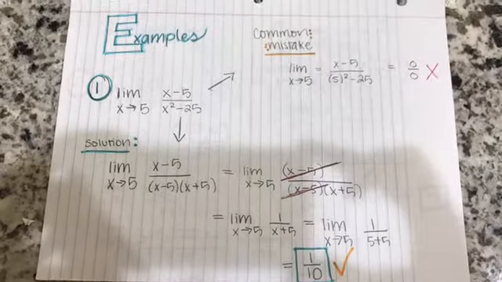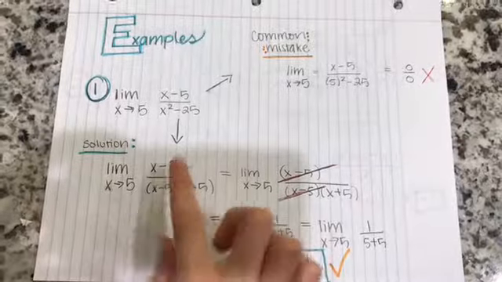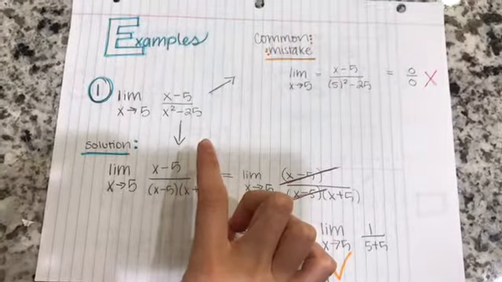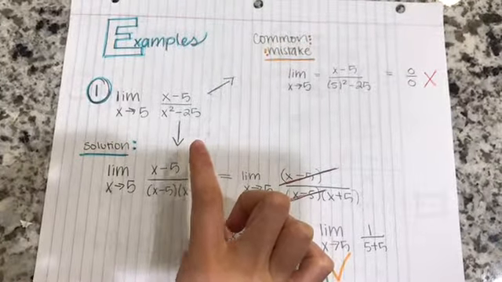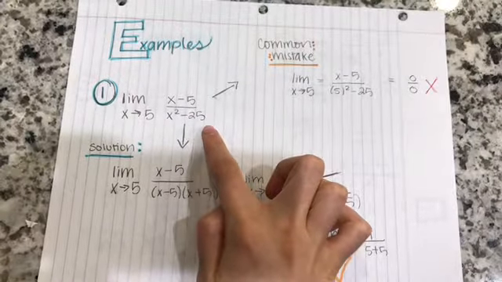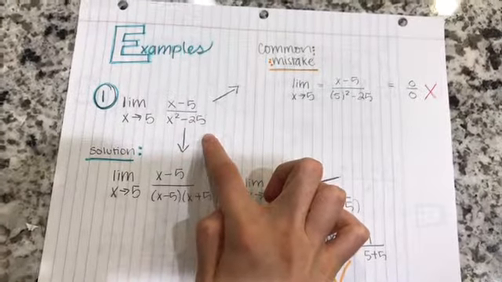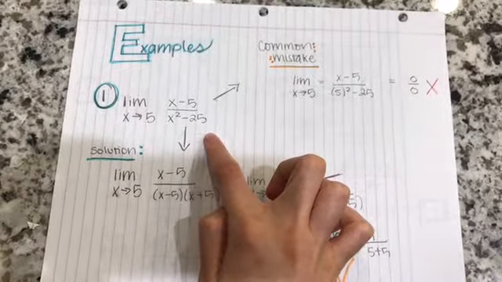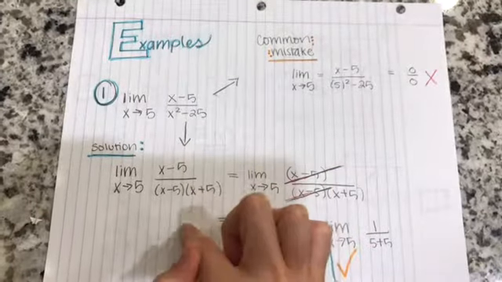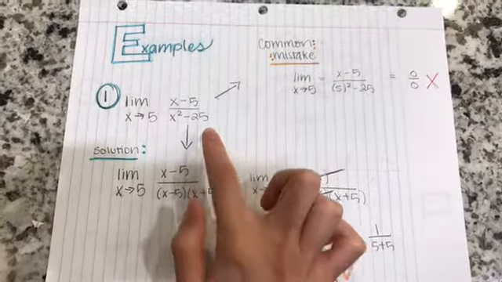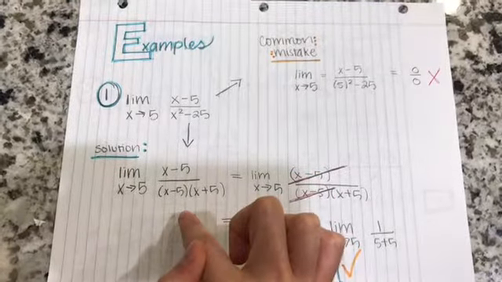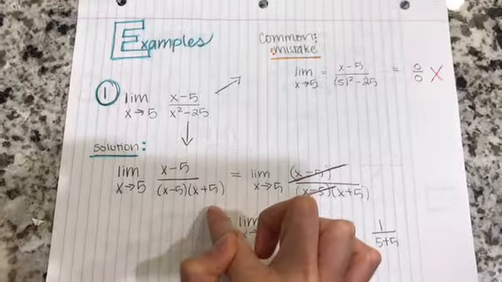You want to factor. So I'm going to look at my function, x minus 5 divided by x squared minus 25, and I'm going to recognize that this is a perfect square. This is not a perfect square. This is a difference of squares. So I'm going to break it apart. I'm going to break up x squared minus 25 into x minus 5 times x plus 5.